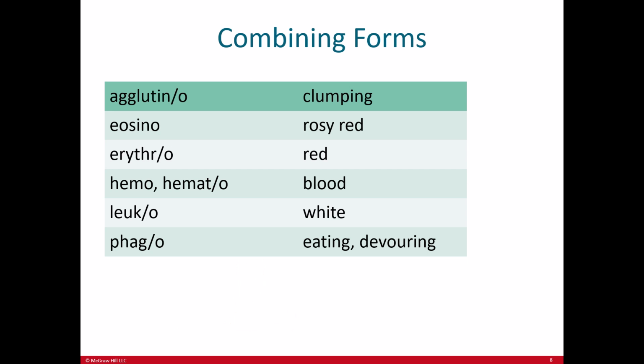All right, let's look at some combining forms. So here we have agglutino, which means clumping. I like to think of the glue part in it. Think of how that would clump stuff together, right? It'll hold it together. Then we have eosino. Eosino means red or rosy. Erythro means red. Hemo or hemato, that is our word part for blood. Then we have leuco, that's one of our colors, that's white. Phago means eating or devouring.